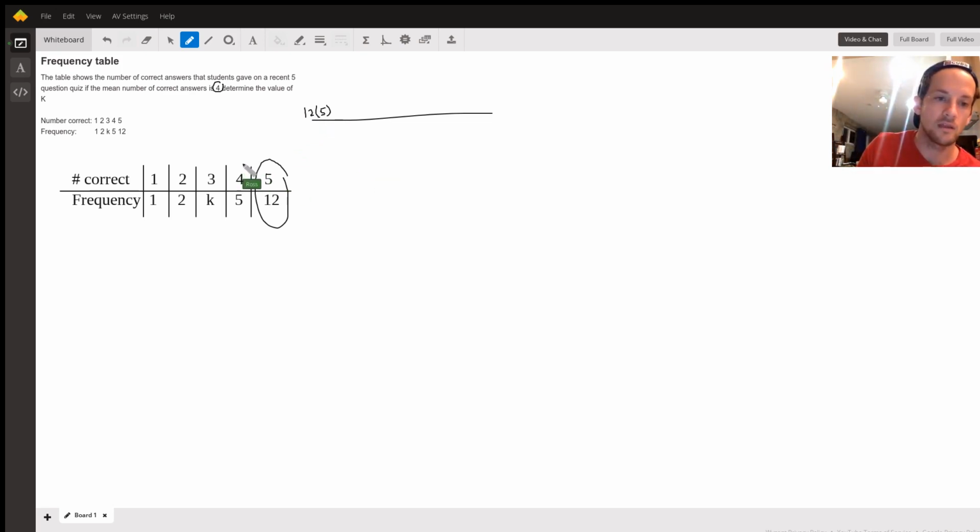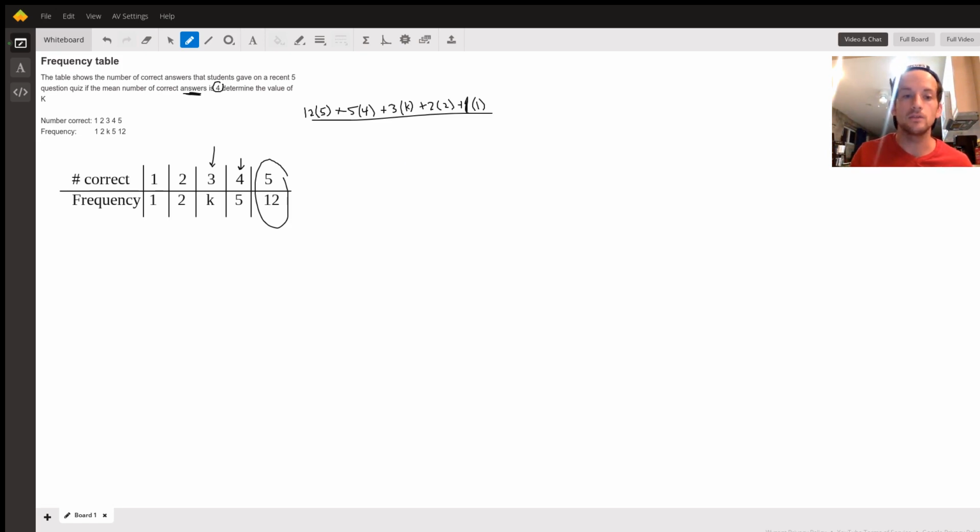And we can do that same thing for the 4 correct questions. There were 5 students that got 4 questions correct. And that's what we're trying to figure out, we're talking about a mean correct answer. And we'll do the same thing with this middle one, even though we don't know how many students that is. We're going to put 3 times k. And you can do this for every column of your table all the way down to 1. That's a little funky, that should be 1 times 1. If we multiply all those, we're going to get the total number of questions that were answered correctly.